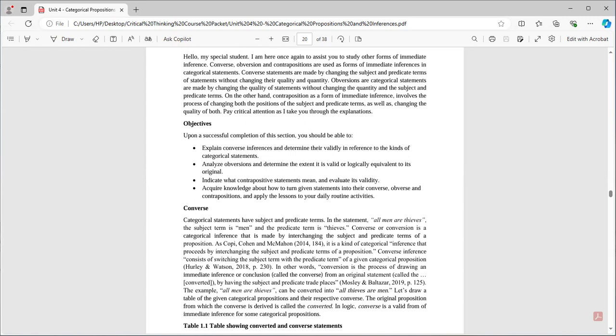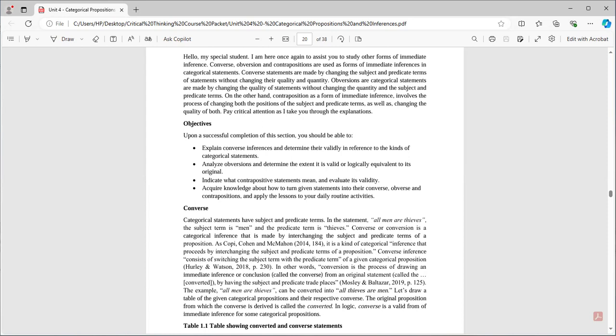All Ghanaian jollofs are delicious, right? Jollof are delicious foods, but it does not mean that all delicious foods in Ghana are jollof. Jollof is delicious, but if you eat anything that is delicious, it does not mean it is jollof. So for conversion, when you have a universal affirmative, the two are not the same.